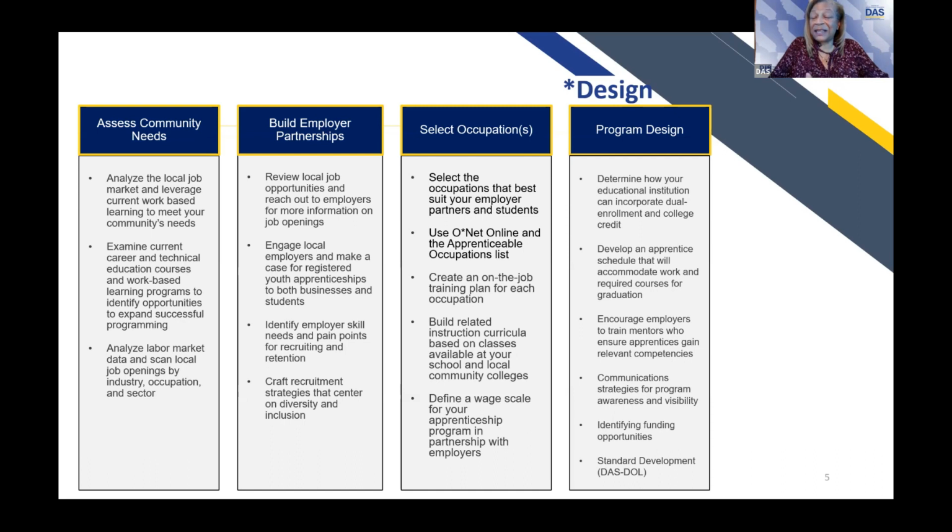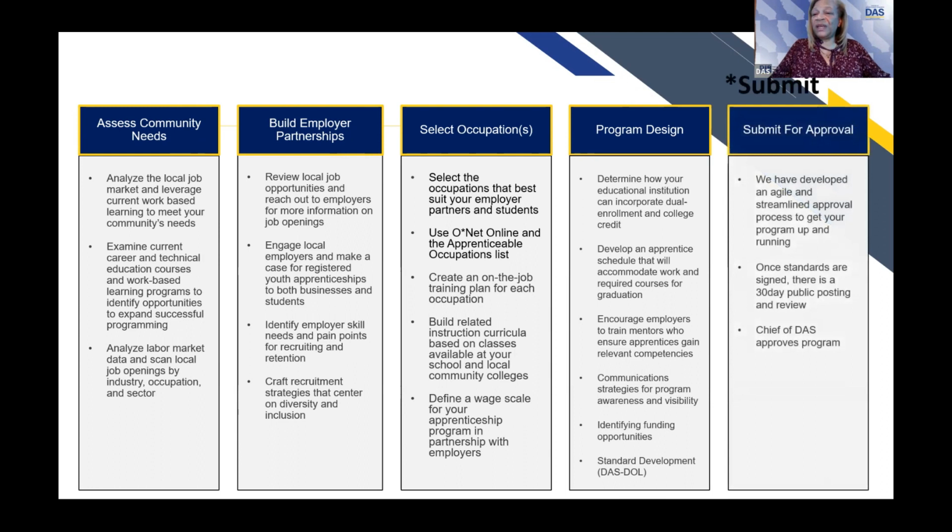Community strategies, as I continue to say, are important in the program design, because if you go back, that's assessing your community's needs, our first step. The last step in program design is developing your standards. Whether that relationship is here with the Division of Apprenticeship Standards, or with the Department of Labor, we're here to help you build out and design that program so that the last thing that you can do is submit for approval.